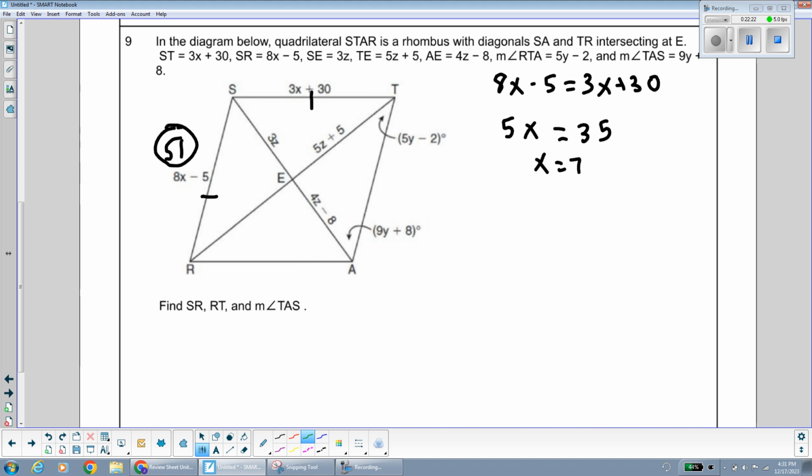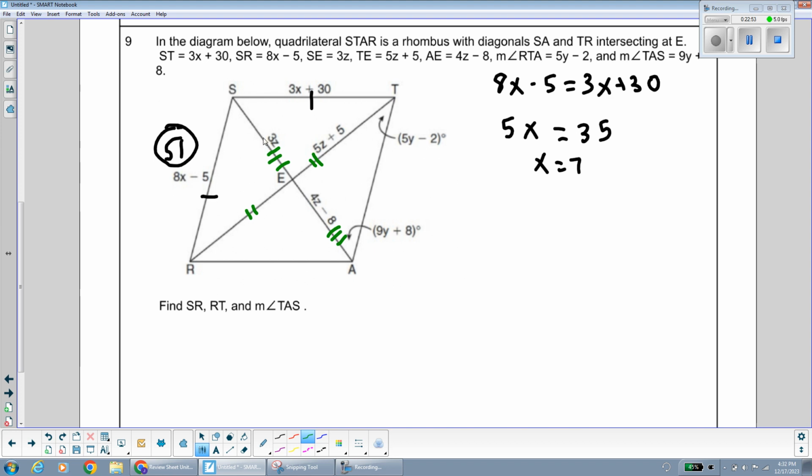So taking a look, RT is one whole diagonal of this rhombus. So I'm going to start thinking about some diagonal properties. I do know that diagonals of a rhombus follow the same parallelogram property. Diagonals bisect each other. And I know that on this other diagonal, SA, it also uses the same variable z as it used on RT. And we have both of the pieces.